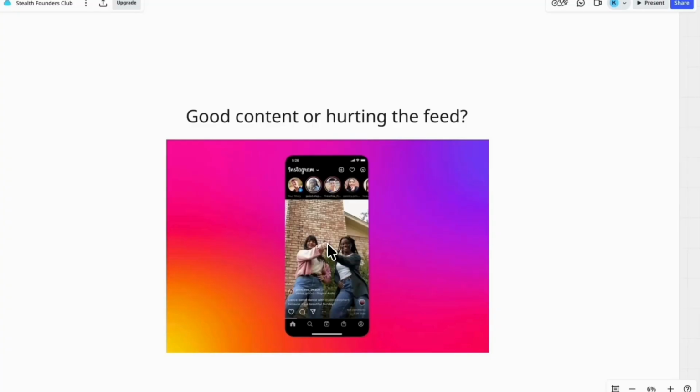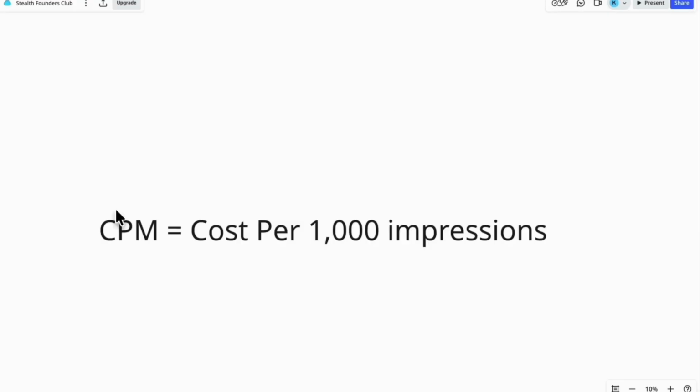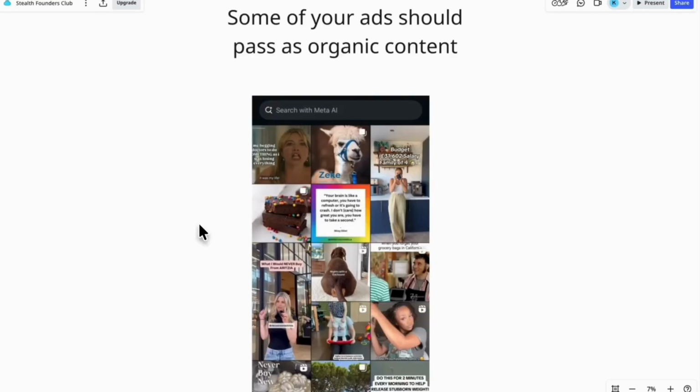All Lattice is really doing is deciding: is this good content or is this content hurting the feed? And this is why for some of your ads, the CPM will be high, and for other ads, the CPM will be low. When you have that low CPM, that means Meta isn't charging you a lot to reach 1,000 impressions, because it's good content and it wants to show it to more and more people and keep users on the platform. So what this means is that some of your ads should look like organic content.